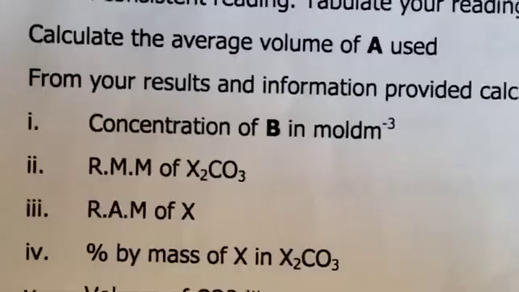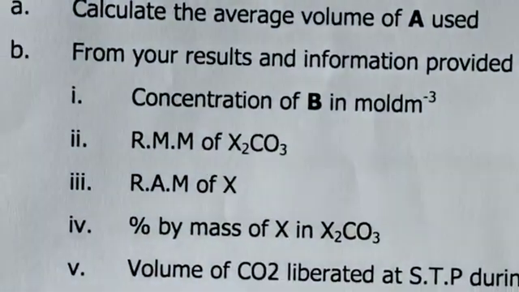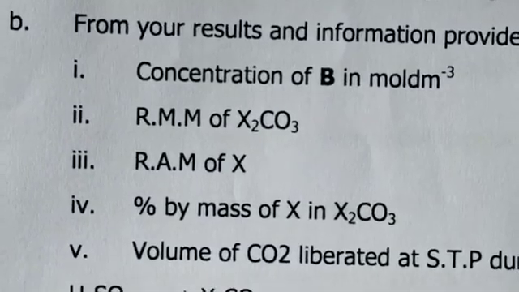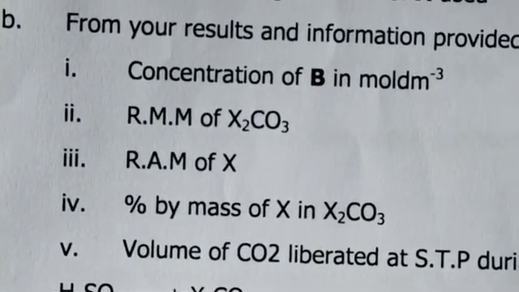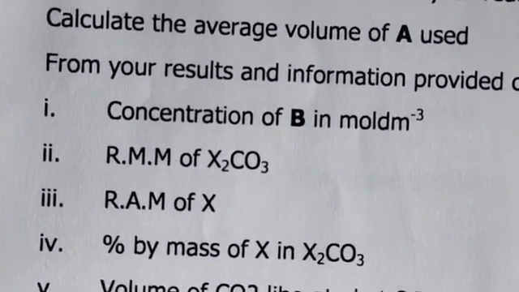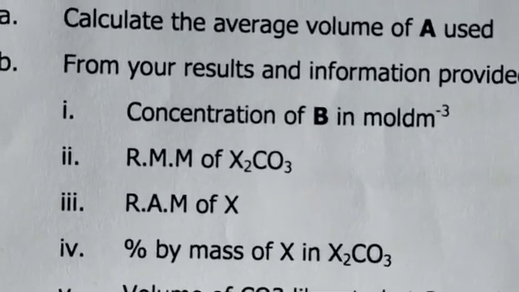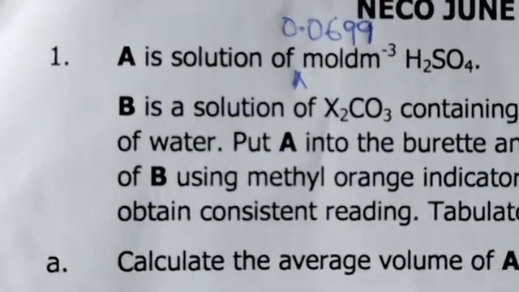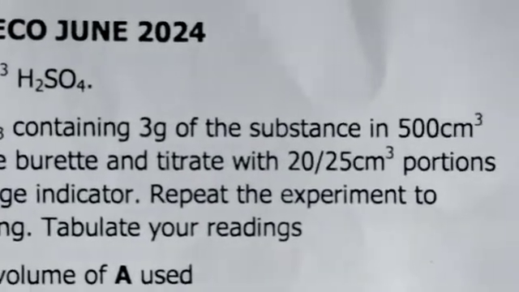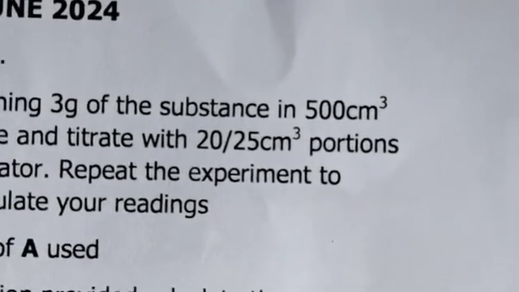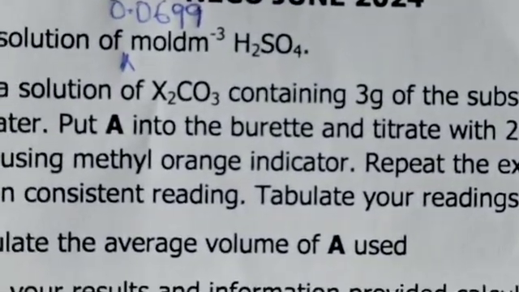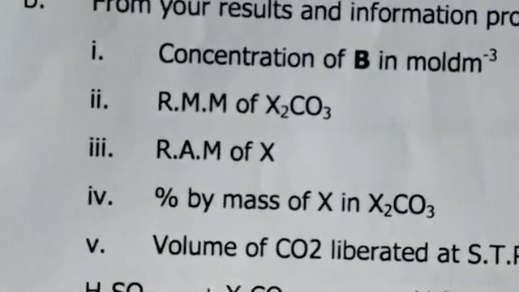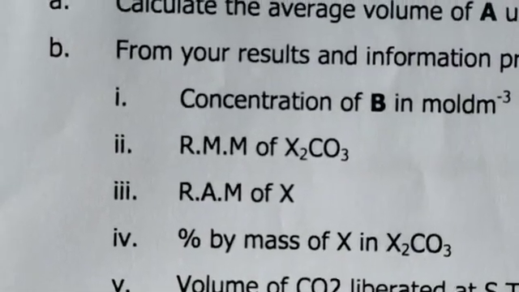We go to question BII. BII says relative molecular mass of S2CO3. That S2CO3 is our B. So what do we need in the equation? We need to find the mass of S2CO3 given in the equation. In the equation, we are told that B is the solution of S2CO3 containing 3 grams of the substance in 500 cm cube. 3 grams in 500 cm cube. So we'll now go ahead to find the relative molecular mass of S2CO3.